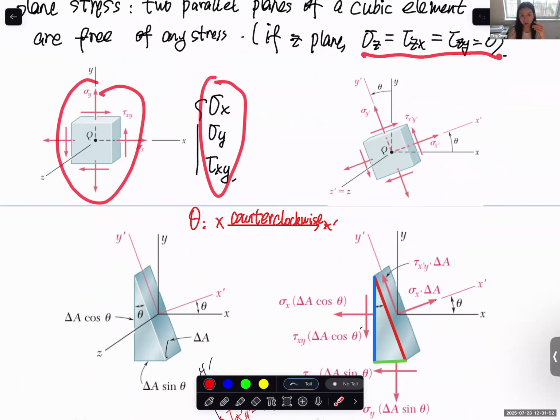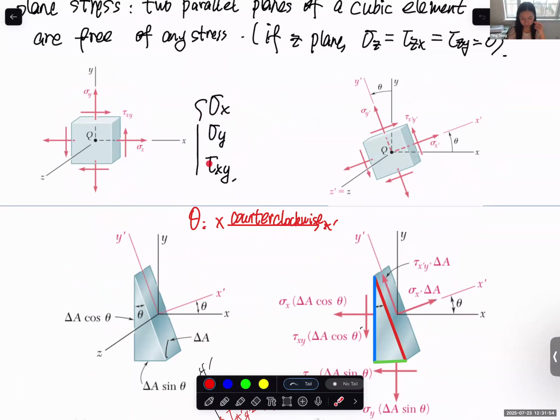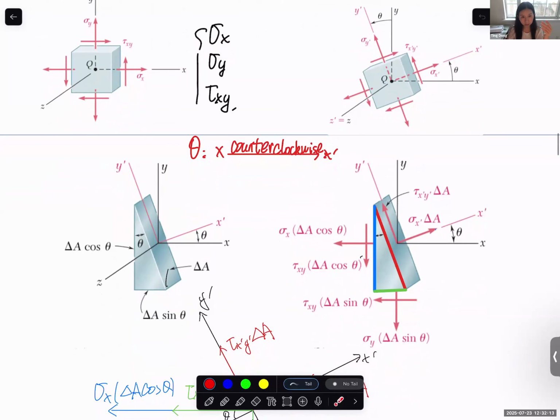All the others in the third direction equal 0. So we have three independent stress components. And if we want to know, at a general angle theta after rotation by theta degrees, what are sigma x prime, sigma y prime, and tau x prime y prime after this rotation of theta? We did a free body diagram.